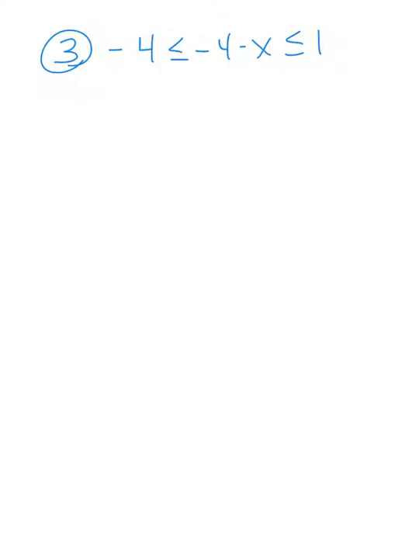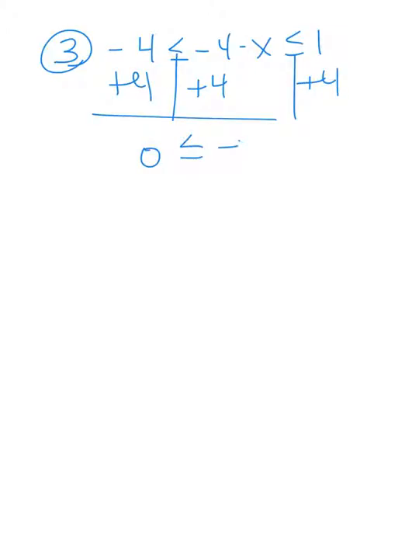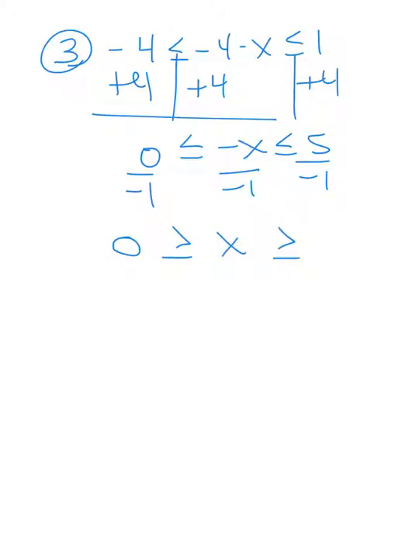In our next problem, we have the same idea. We have a compound inequality with an AND statement. I'm going to add 4 to both sides. And I have 0 is less than or equal to negative x, which is less than or equal to 5. Now in the center, I don't have positive x, I have negative x, and I need to make that into a positive x. So I'm going to divide everything by negative 1. Now I have to remember when I divide by a negative number, I change the direction of the sign. 0 divided by negative 1 is 0. I do have positive x in the center, which is what I wanted, and negative 5.